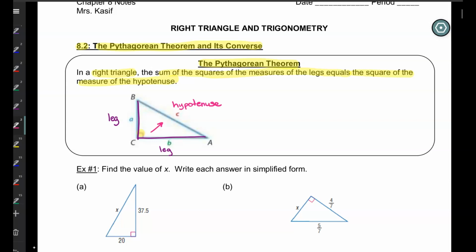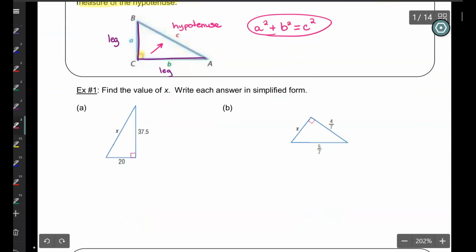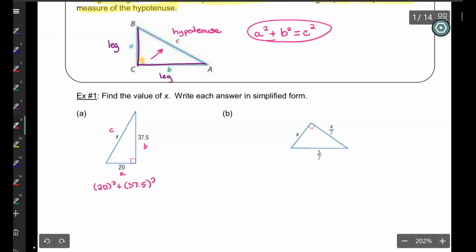So again, this is all written out in words, but we know the square of A plus the square of B equals C squared. Again, where C has to be the hypotenuse. Now, A and B can be switched around. It does not really matter which ones you make A and B. These can be reversed. That will be C. That's our hypotenuse. So I want to do 20 squared plus 37.5 squared equals x squared.